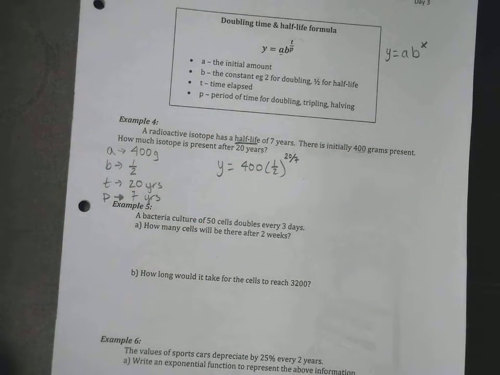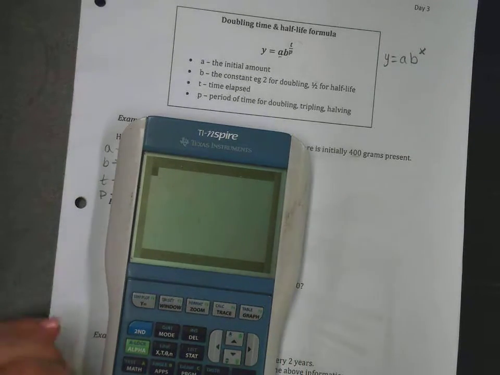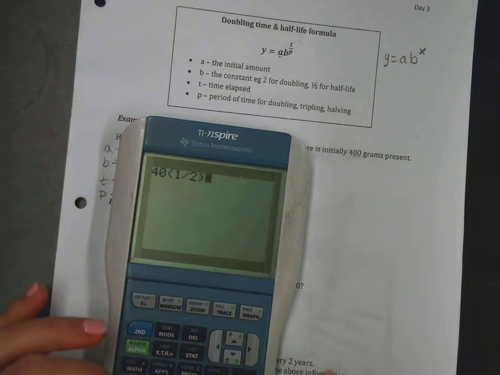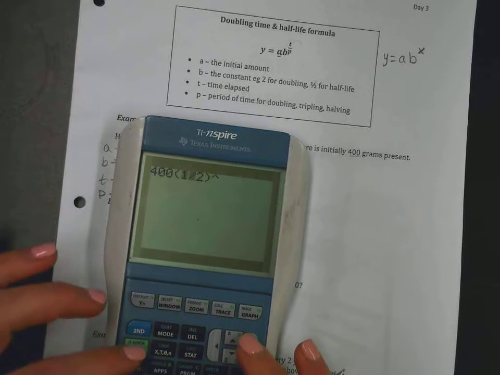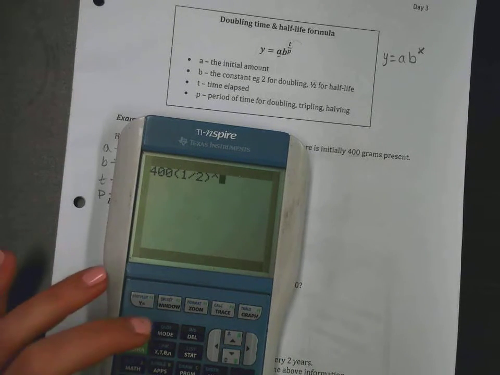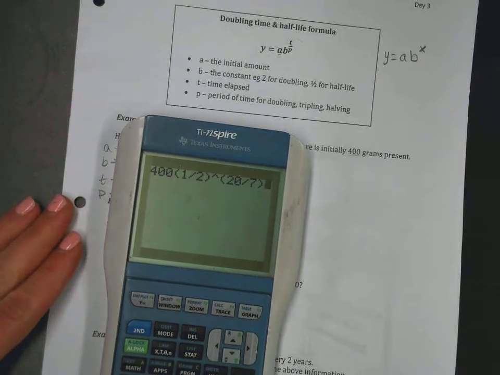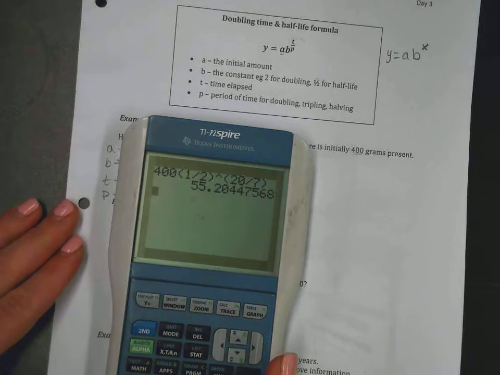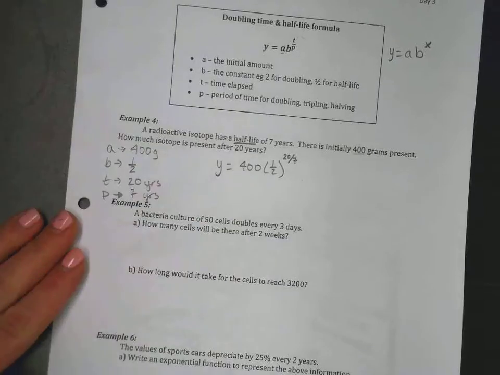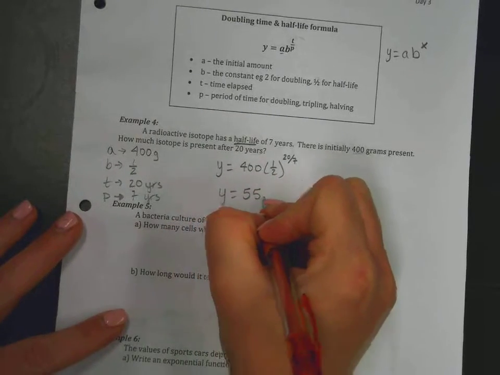So on your calculators, oops, forgot the 400. So to the power of, now you'd want to put the 20 divided by 7 in brackets or leave it in your exponent expression depending on what kind of calculator you have. And the answer would be 55.2 grams. So how much is left after 20 years? 55.2 grams.